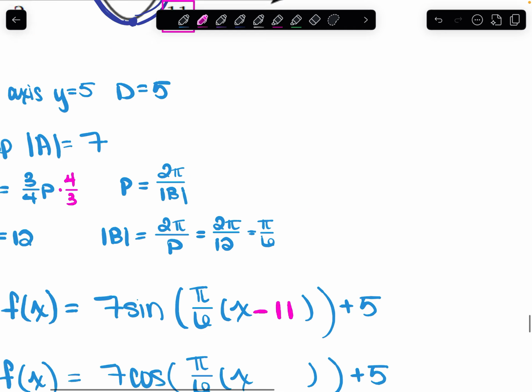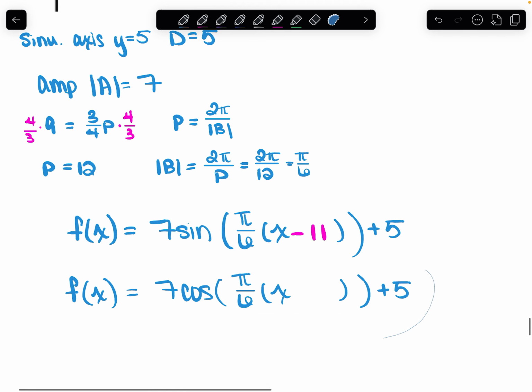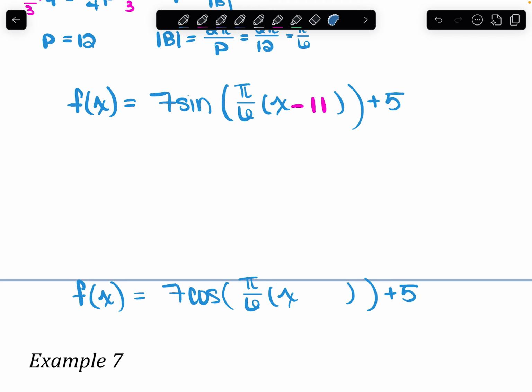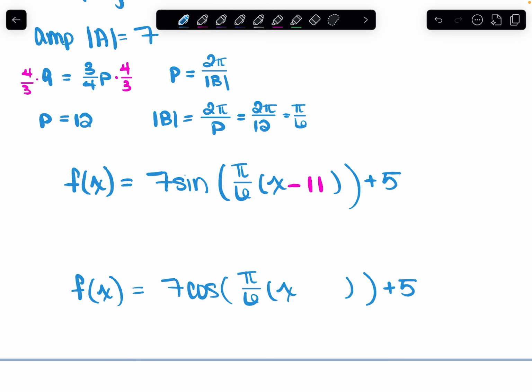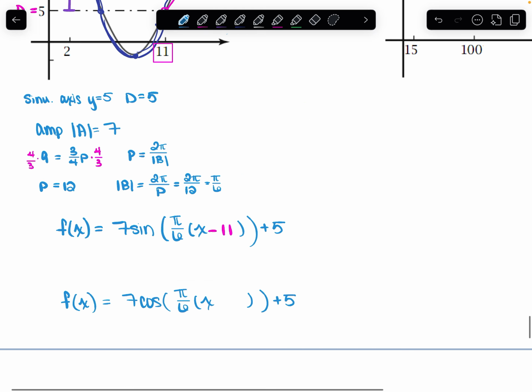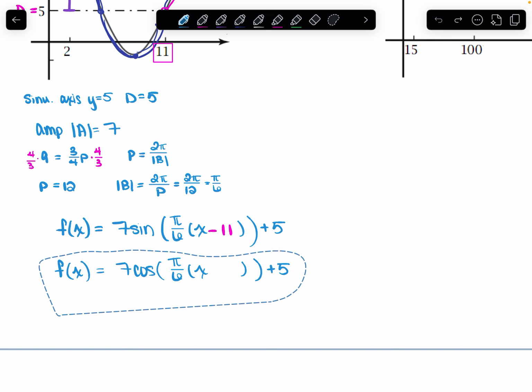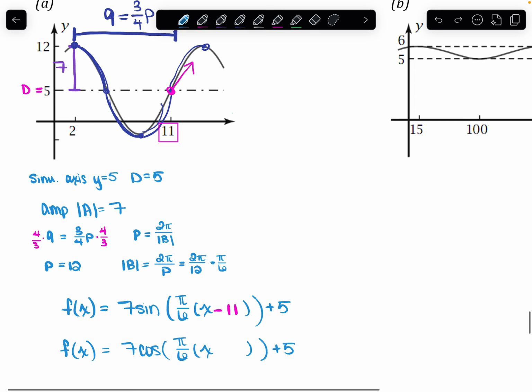So this format's fine. I prefer this format to multiply it out, but the textbook at times does like you to distribute that pi over 6. If it wants it distributed, just make sure you multiply it through. Scooch that down.